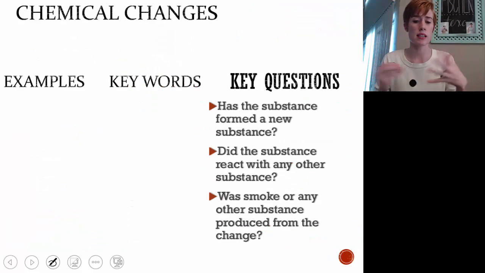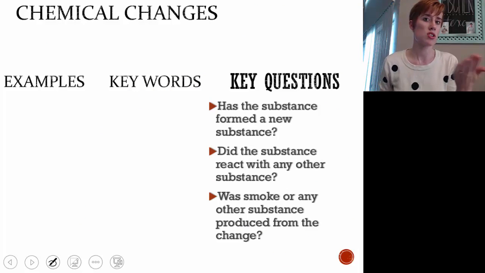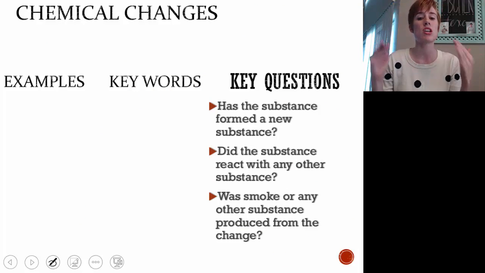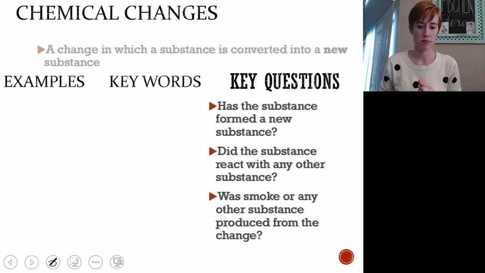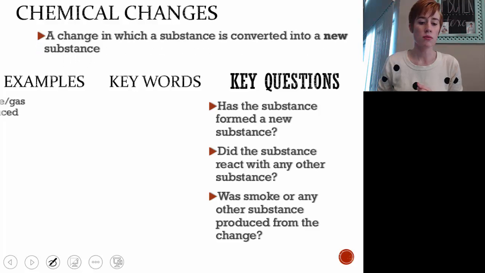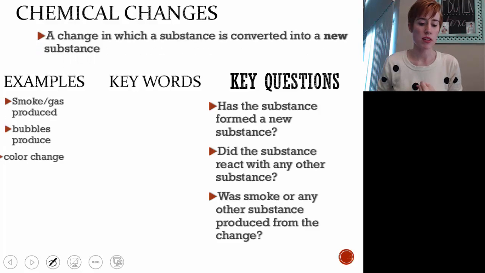Okay, let's move on to the second type of change. This is a chemical change. And a chemical change is essentially a change that occurs to the substance that makes it no longer the same substance. I also describe it as a new substance has been formed. Okay, so here are some examples of chemical changes.